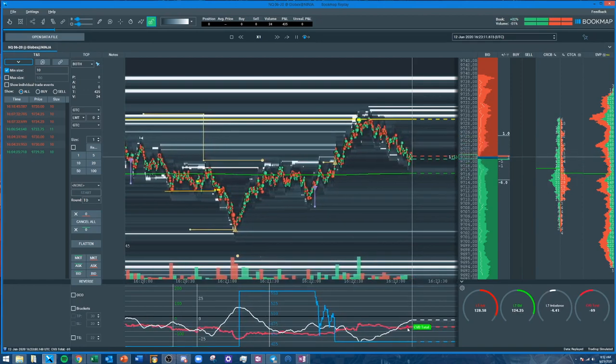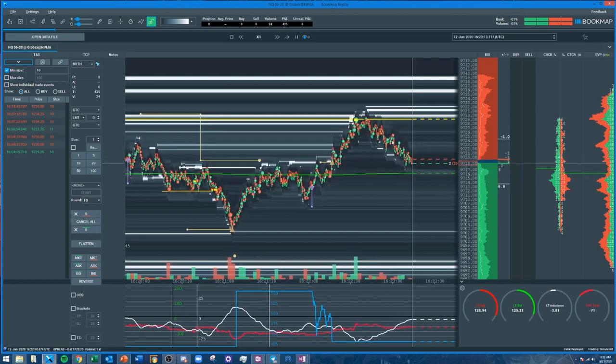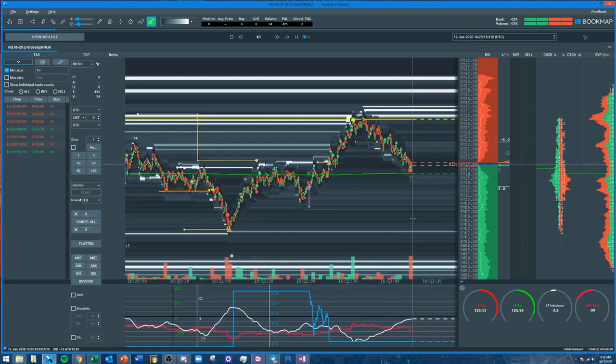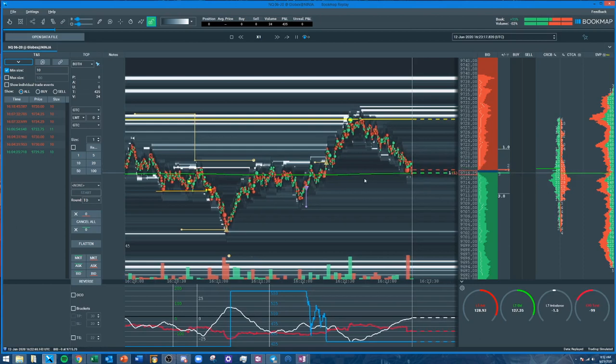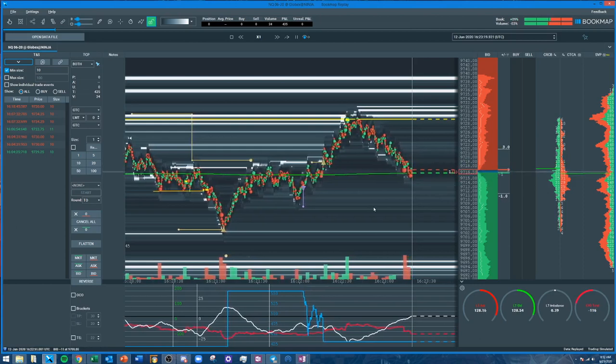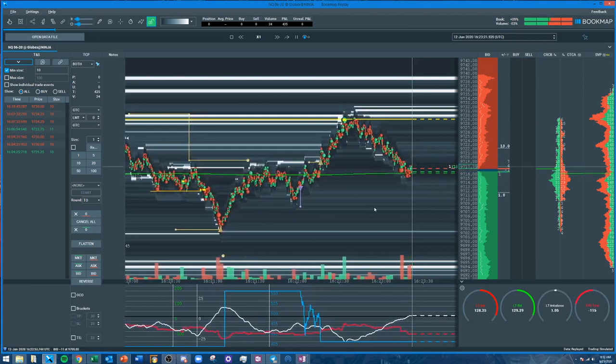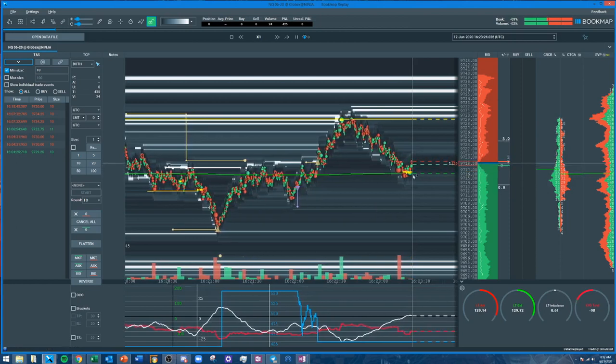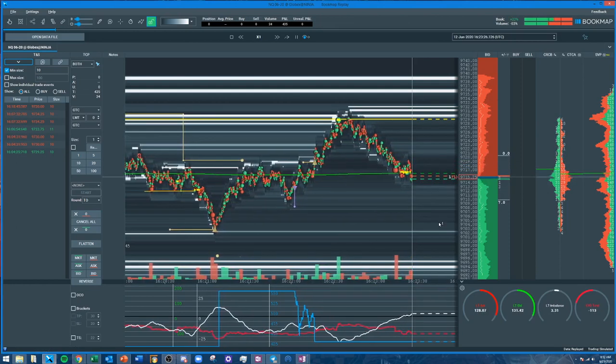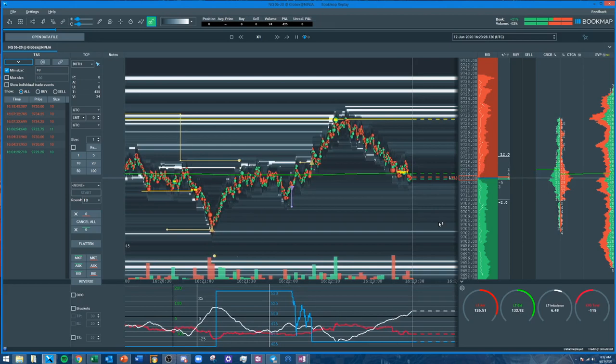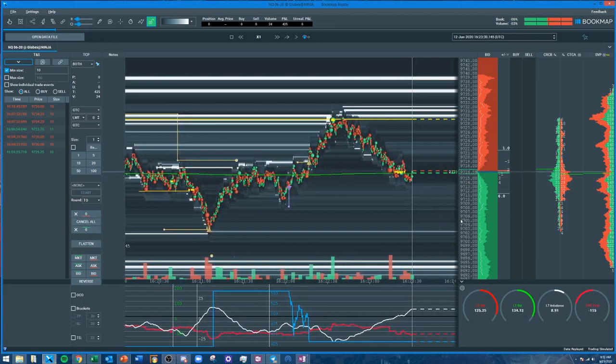Delta's trying to get back up to the upside. You can see some buying starting to build in here. High volume, though, on the short side. There's some absorption. So again, we're hitting the high volume node. Important to keep track of these.